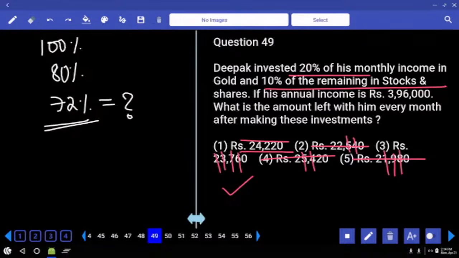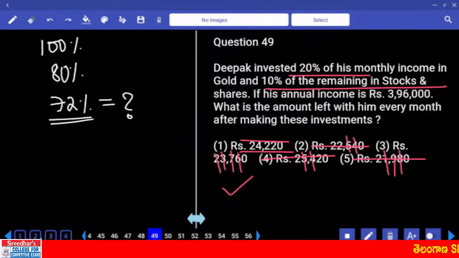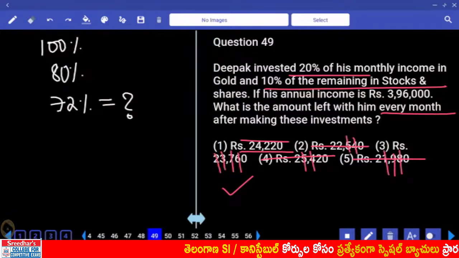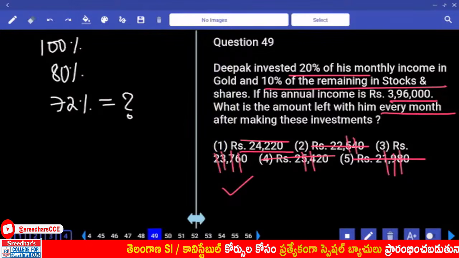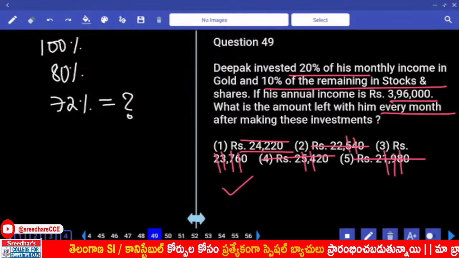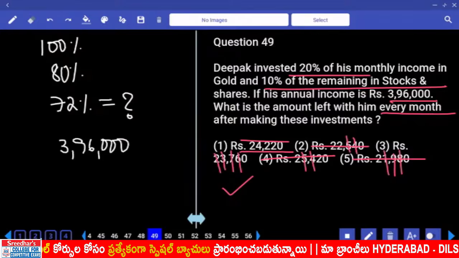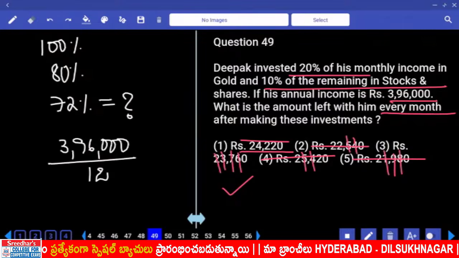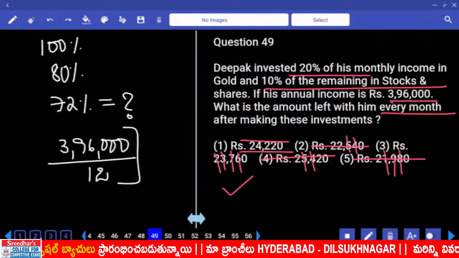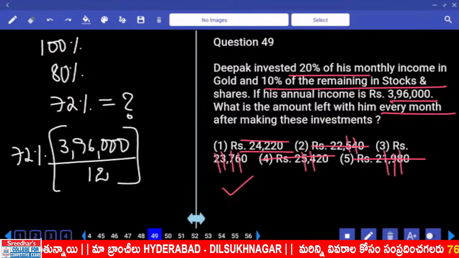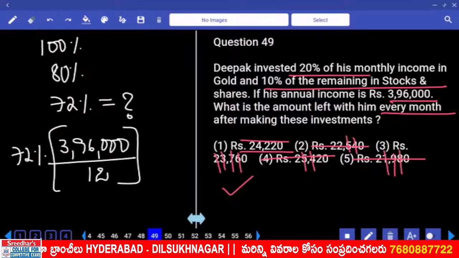If you want to calculate, you need to calculate 72% on which salary, monthly salary or yearly salary? Monthly salary, because the question is about every month, correct? But 3,96,000 is annual salary. So first of all, you have to convert annual salary to monthly salary. This is monthly salary. Upon this, we have to calculate 72%. Got it?